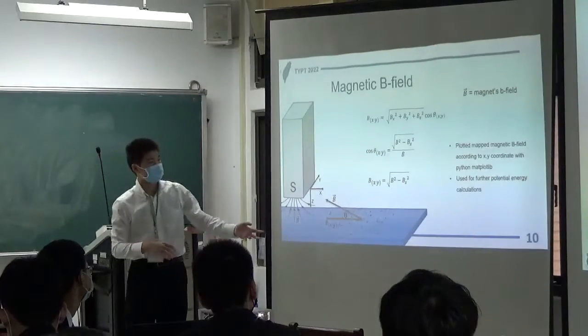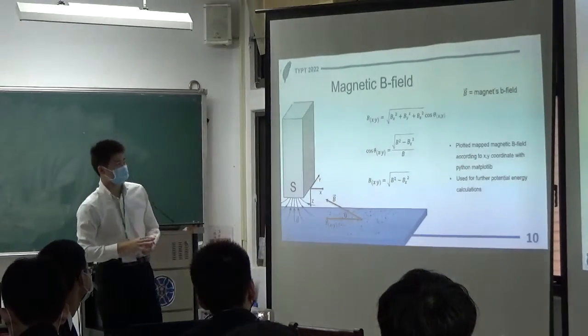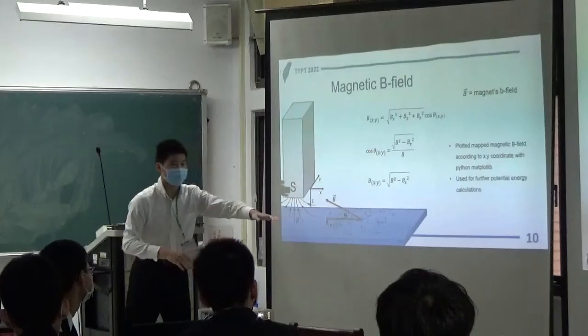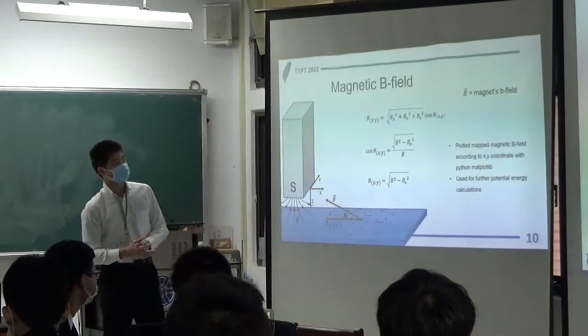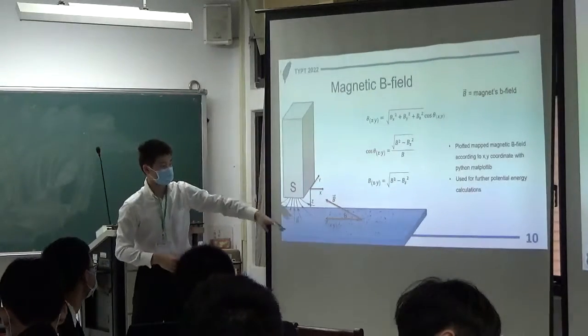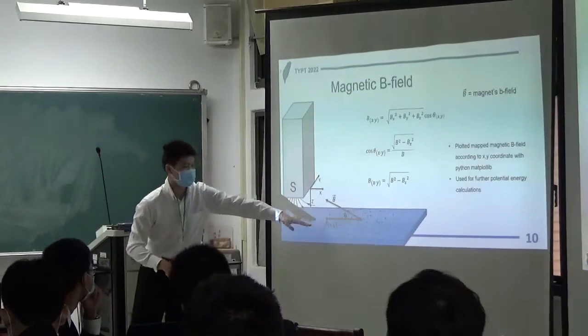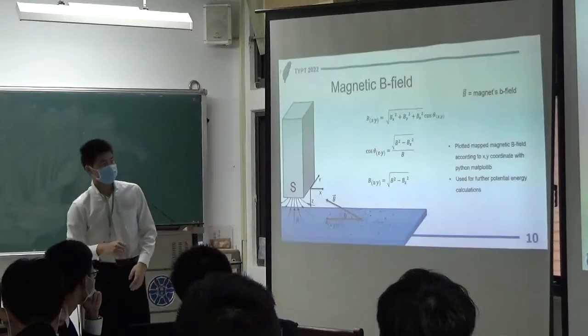This is some generalization I made for the magnetic B field. Since the particle is moving on the water surface, we have to account for the B in the x and y coordinate. So these are some calculations for that, and you have to take the cosine of that to get the actual B in the xy direction.